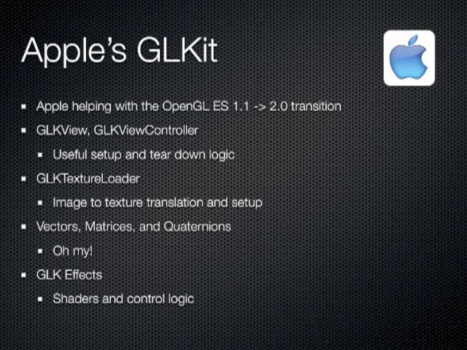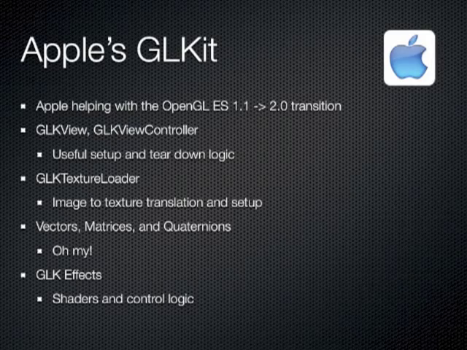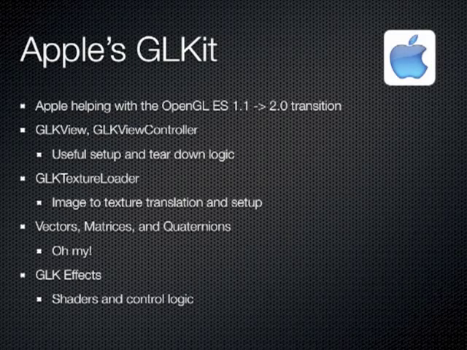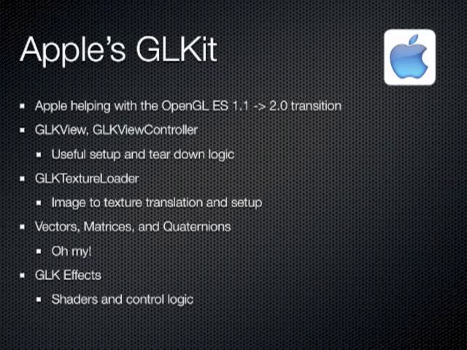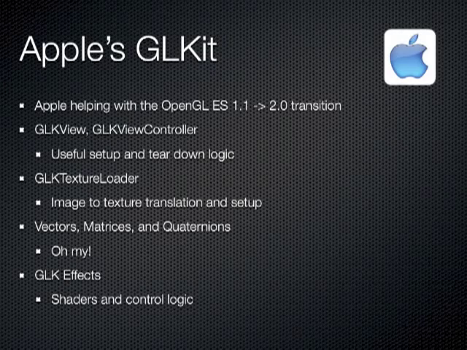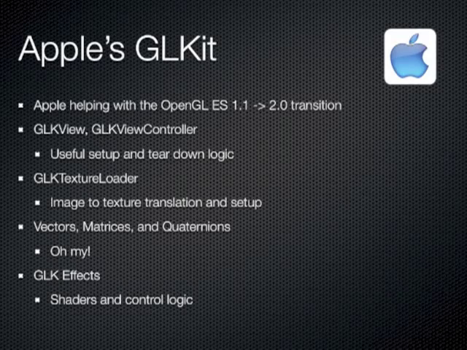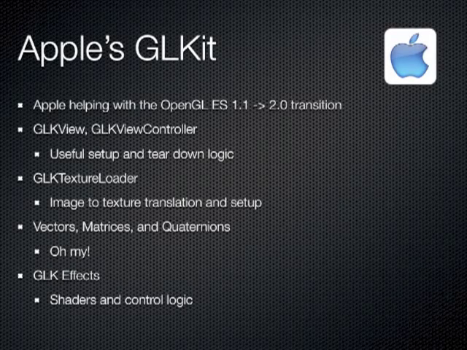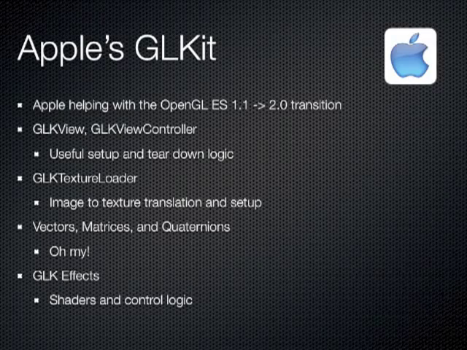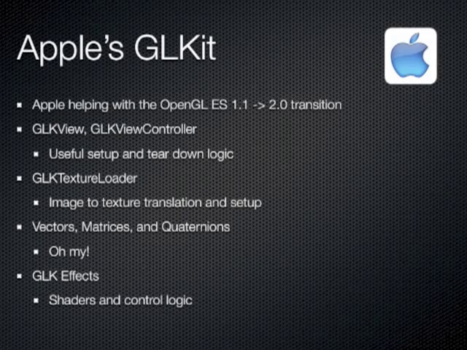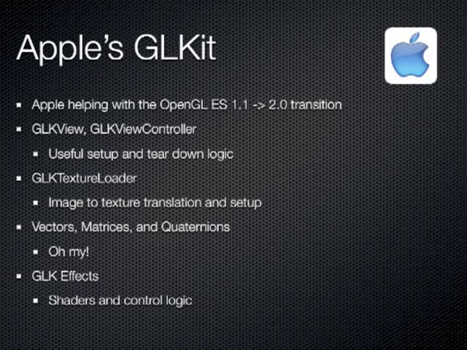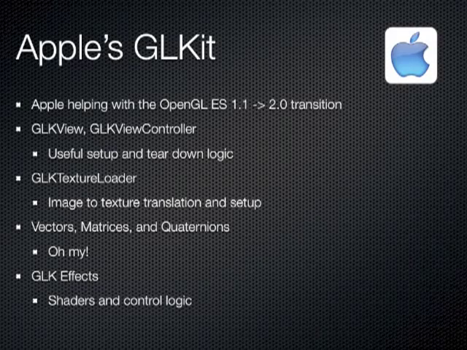There's also the texture loader, and if you've ever had to load textures yourself and get all the little pixels out and get them in the right format, this is really nice. Vector, matrix and quaternion library, that's always good. And there's also GLK effects, and these are basically shaders and associated control logic. So they replace the matrix stack, they replace lighting, stuff like that. A lot of the stuff that was in 1.1.